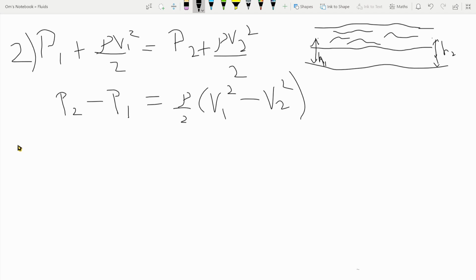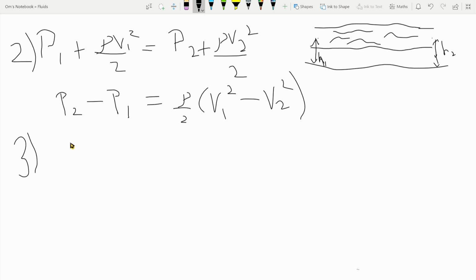Alright, so before moving on to the next application, let's recall a result that we got in kinematics. That is, if an object is allowed to fall freely under the influence of gravity through a height h, what would be its velocity when it has crossed that height h?